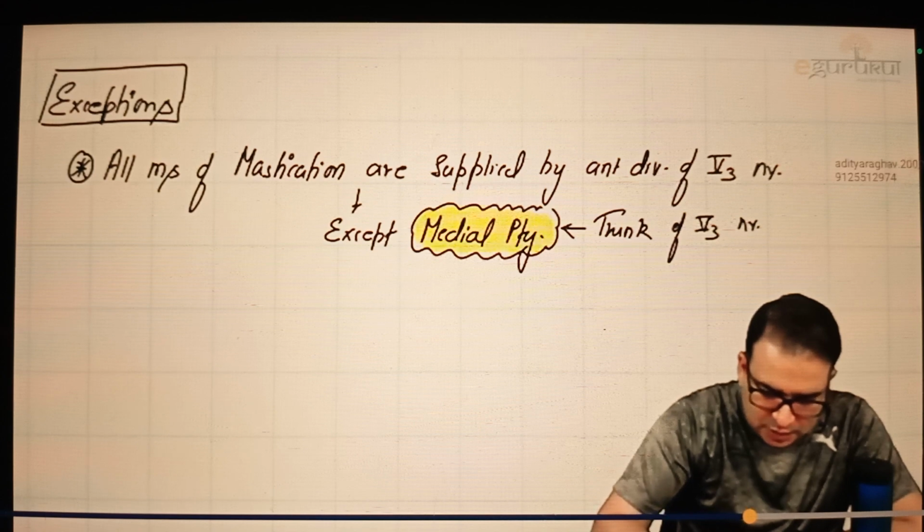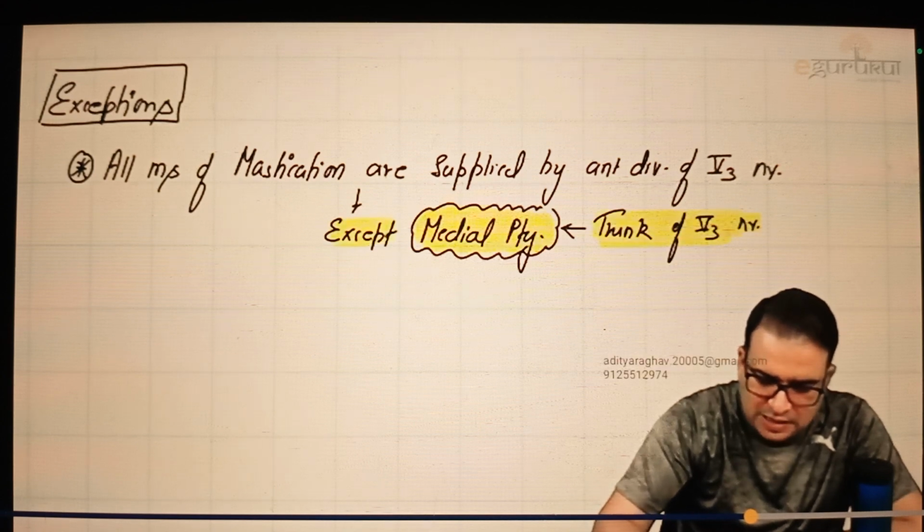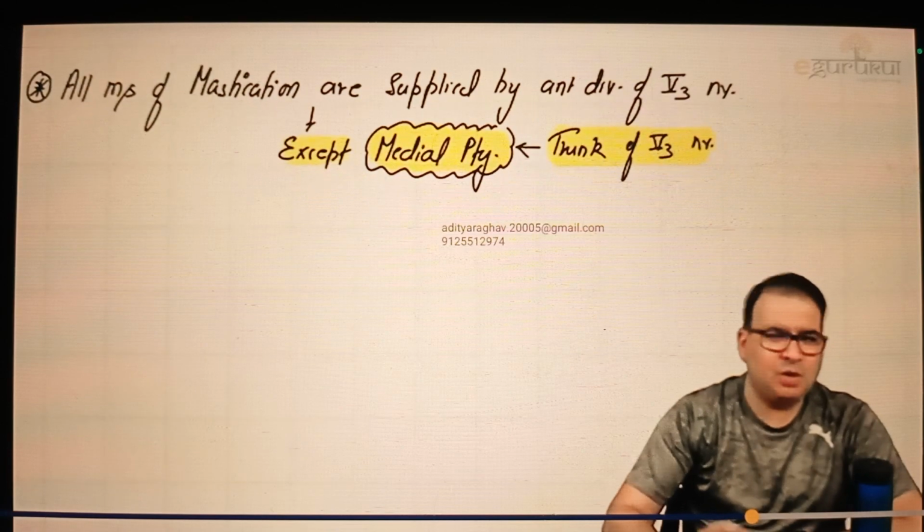Let's keep highlighting these exceptions here. So we said all muscles of mastication, lateral pterygoid, temporalis, masseter, are all supplied by the anterior division, except medial pterygoid, which was supplied by the trunk.